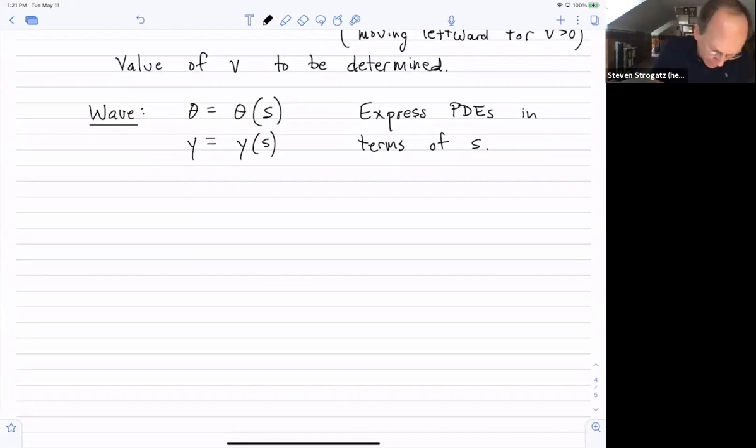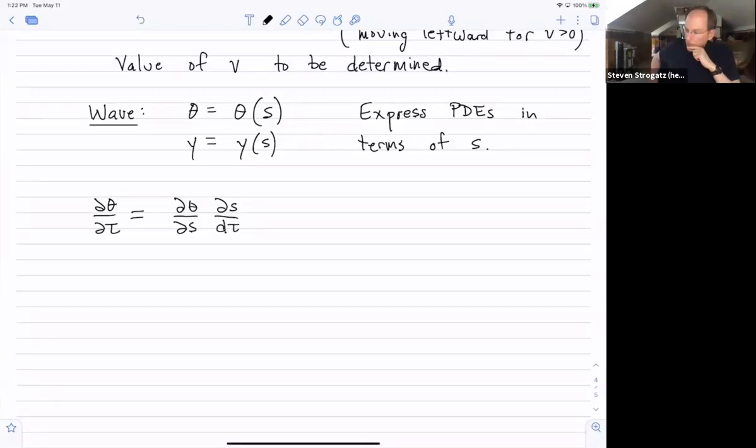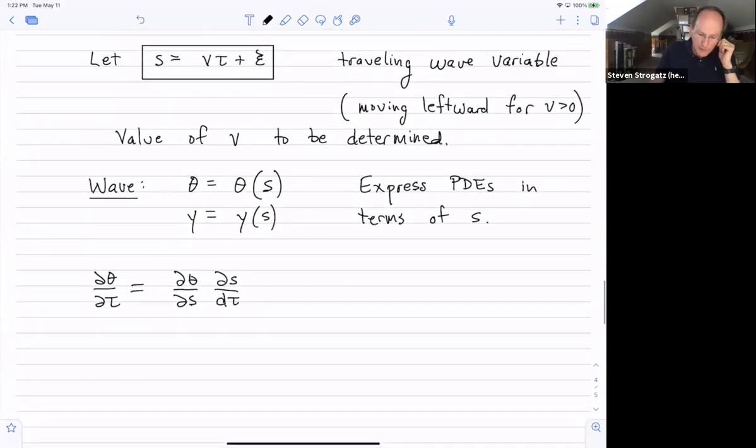So to do that, we have to convert our derivatives. For instance, we had a partial derivative of theta with respect to tau. And here's where you need to know how to use the chain rule. You would go d theta ds, ds d tau. And now keeping in mind the definition of s from up here, you can see that ds d tau is just v. I probably technically ought to write these as ordinary derivatives, shouldn't I? Because theta is under this assumption just a function of s alone. Anyway, so this gives me v times theta sub s.